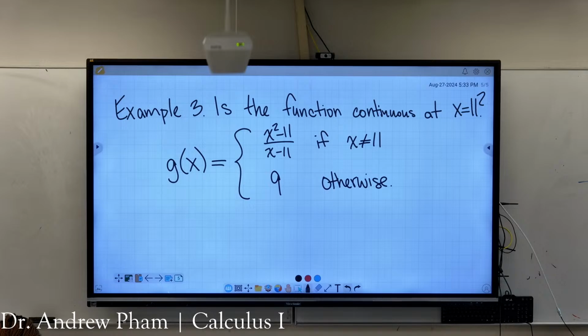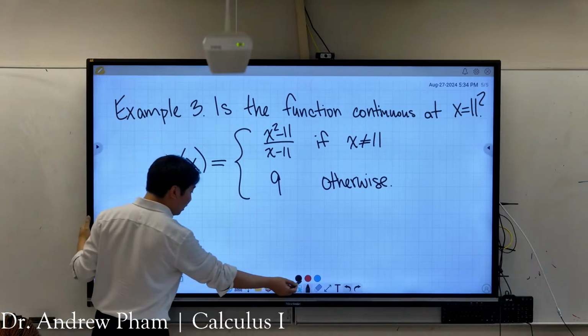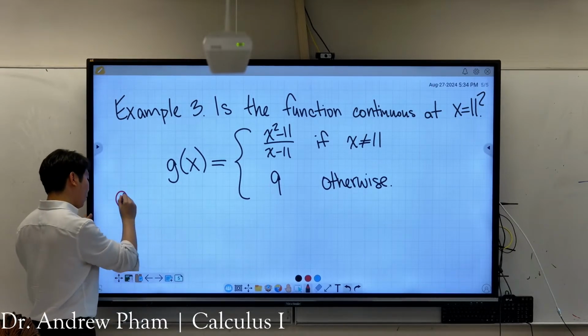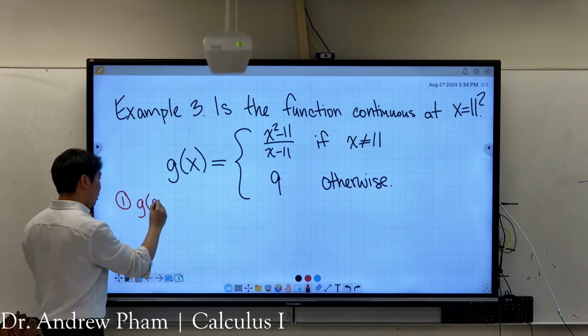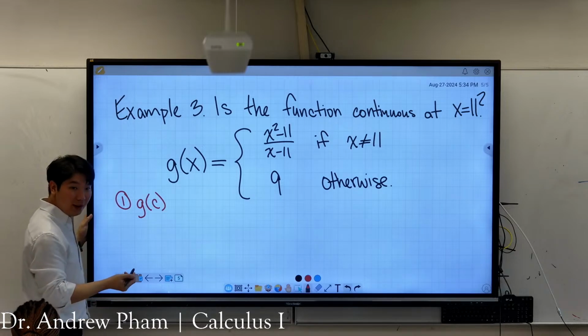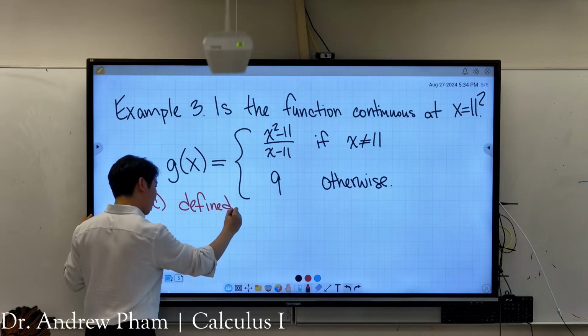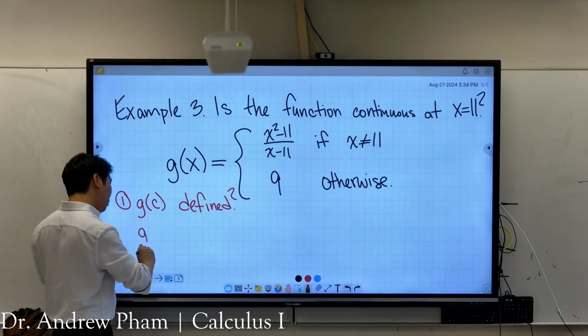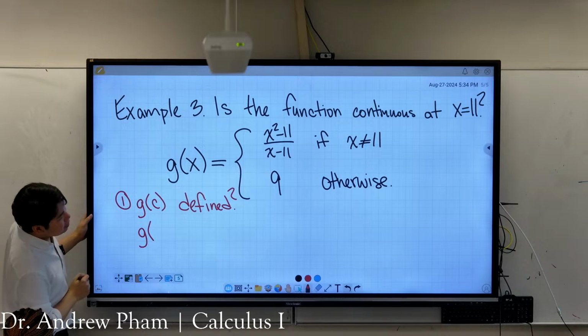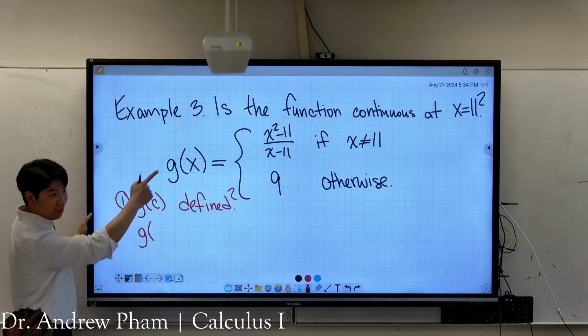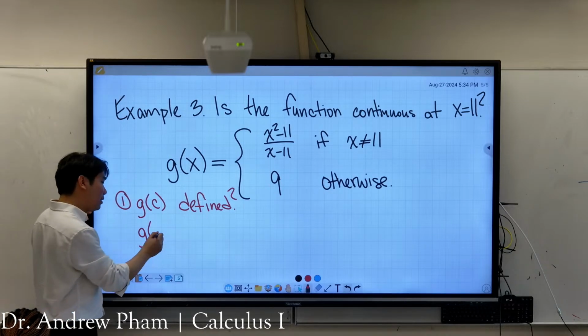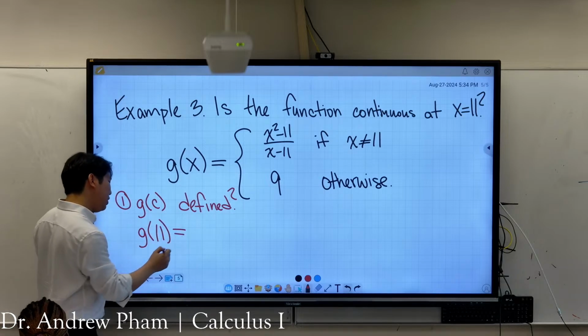So I want to check, am I continuous at 11? We're going to go down our three conditions. What was condition number 1 again? Yeah, we want to make sure that we're defined. In this case, we're using g instead of f, but same thing. So what x value am I checking out again? 11, right? I want to see if I'm continuous at 11. What's g of 11?